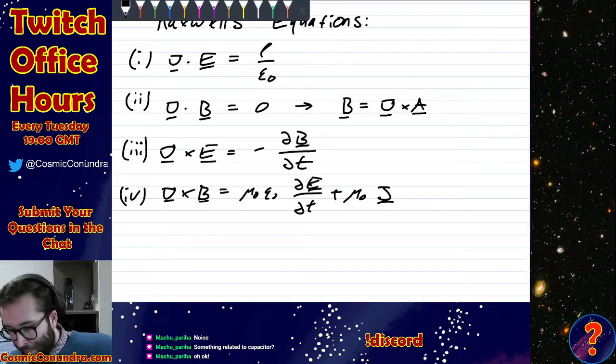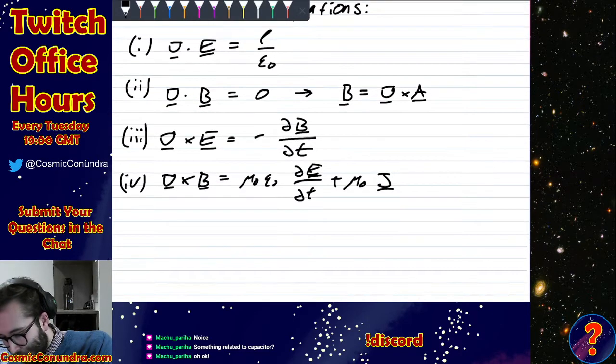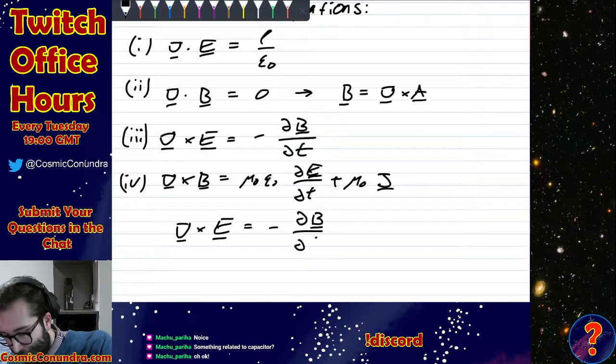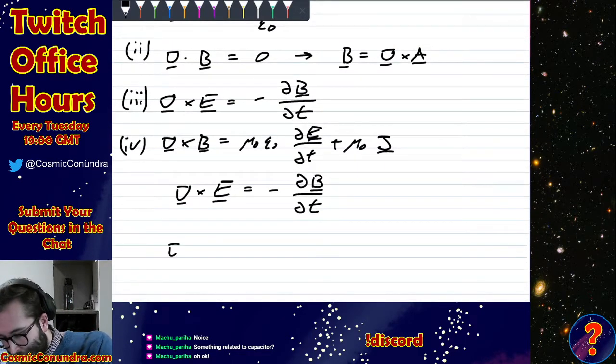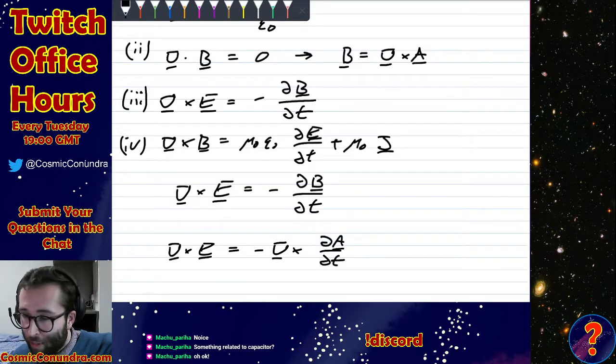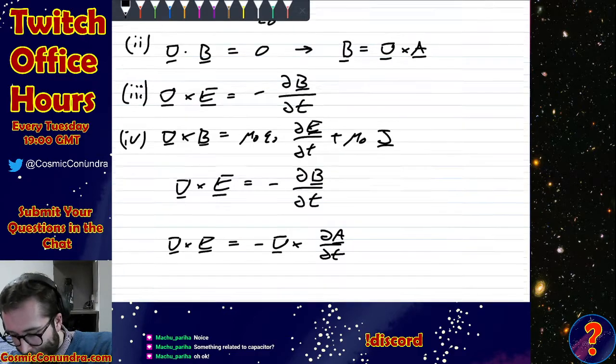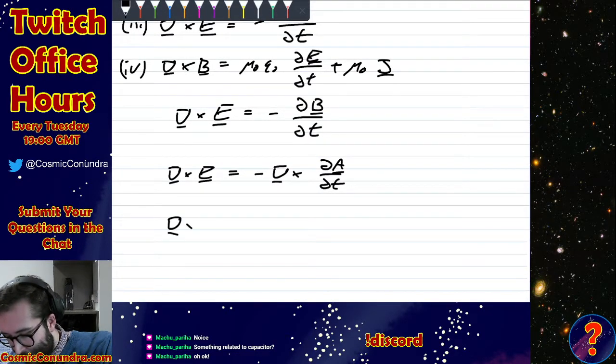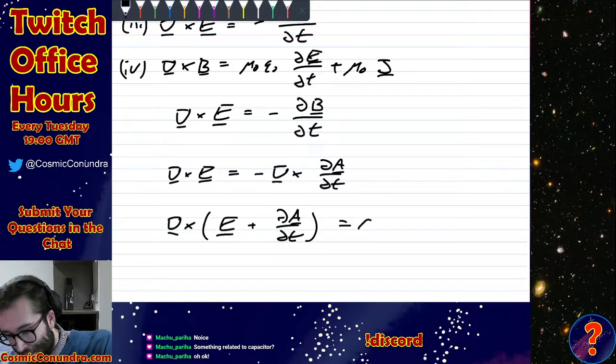Then if we look at equation 3, that the curl of E is equal to minus dB by dt, that gives us that the curl of E is equal to minus the curl of dA by dt, just by putting in this potential equation we had for B, and you can arrange that to be the curl of E plus dA by dt is equal to 0.